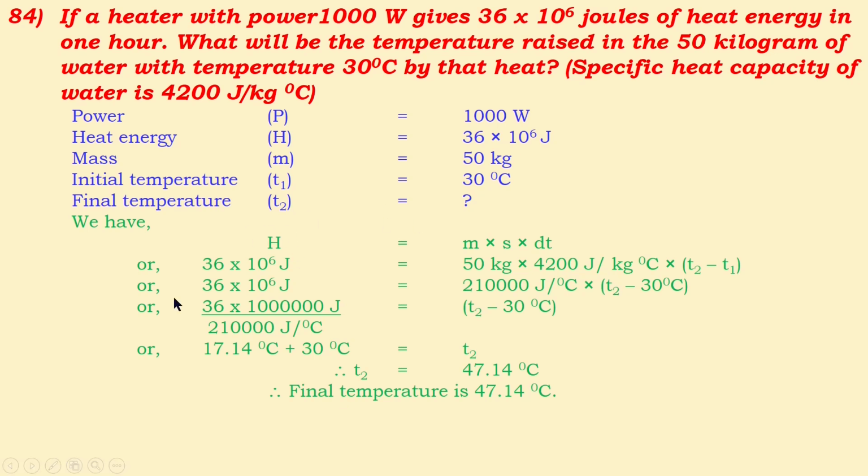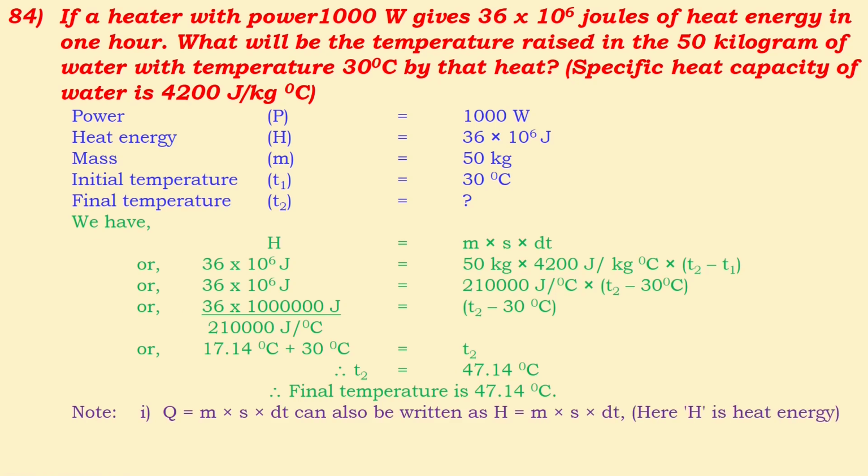Have you noticed this? Instead of writing Q, I am writing here H. Sometimes we write H also. Q equal to ms dt can also be written as H equal to ms dt. H means heat, Q means quantity of heat, same thing. And second point, you have to take care about this also. Here the power of the heater is not necessary because this much heat energy is already given. That's why this much heat energy we are going to use in the numerical. So the power of the heater is not in use in this numerical problem.